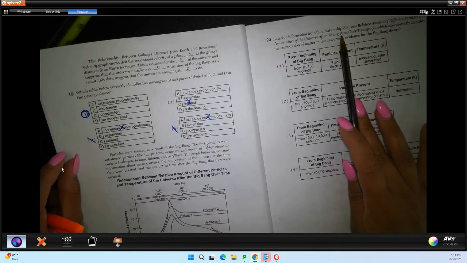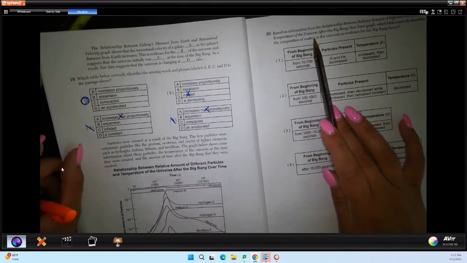Okay, so what we're going to do is read our question, and then we're going to think about how this graph might help us. So it says, based on the information from the relationship between relative amounts of different particles and temperature of the universe after the Big Bang over time graph. So they're telling us that we need this graph here. Which table correctly identifies the composition of matter in the universe as evidence for the Big Bang theory? Okay, so we have the unit of time. We have what kind of particles were present and what was happening to them, and then we have temperature. So we have to check that all 3 of those things are true as we are looking at this graph.